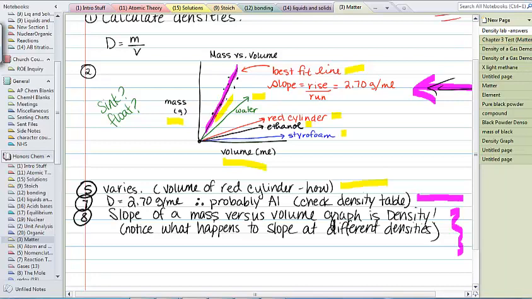And the other thing I did want to mention is, why should they all intersect the origin? Schaefer? Yeah, when the volume is 0, the mass has to be 0. Those of you who had lines that intersected the y and the x-axis at a point other than the origin, please think about what that meant. That when it's 10 milliliters, it has 0 mass. Or when it's 0 milliliters, it still weighs 5 grams. That's what some of your graphs told me. So it had to intersect the origin there.